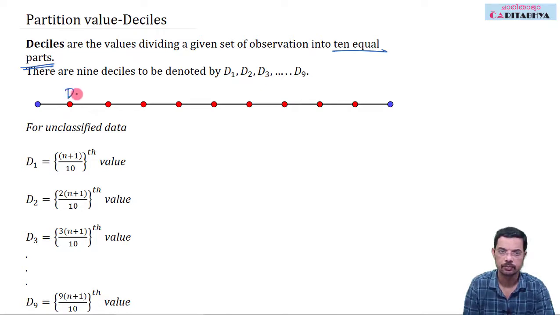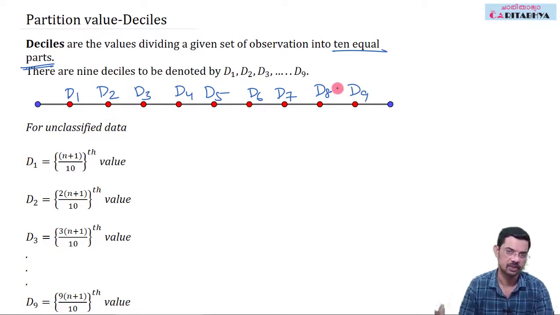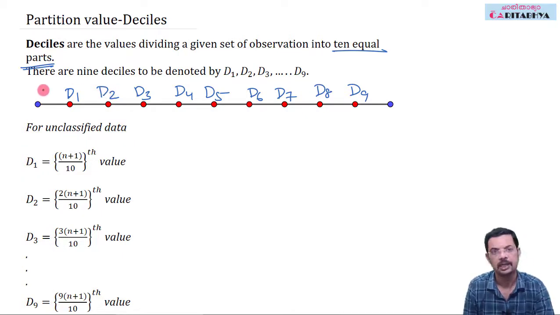So we have D1, D2, D3, D4, D5, D6, D7, D8, D9. So there are 9 deciles and 9 points can divide the whole set into 10 equal parts. If you take any particular decile, say for example, 20% of the observations are less than the second decile, and the remaining 80% are above the second decile.